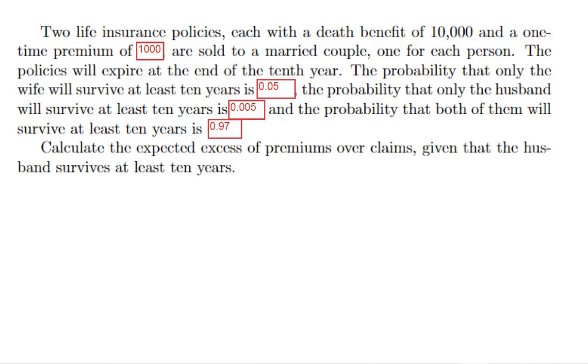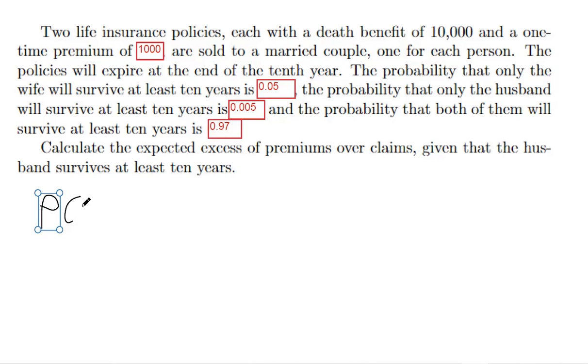Then the policies expire at the end of the 10th year. So if they make it 10 years and nobody dies, they don't get the $10,000. The probability that only the wife survives 10 years is 0.05. Let's put that in symbols.